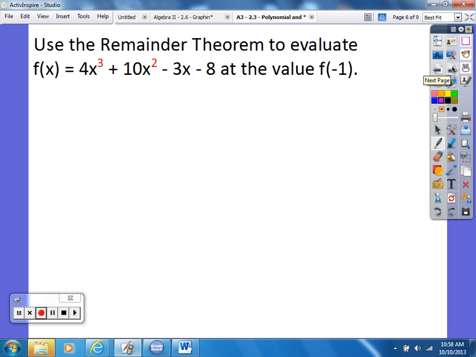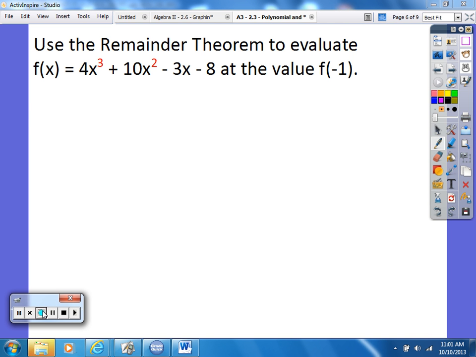Okay. So we're going to use the remainder theorem actually to evaluate f of negative 1. I'll give you a minute to write that down. So if you remember back to Algebra 2, we actually did this type of problem in Algebra 2. And what you can do is synthetic division with the negative 1 and using this number.